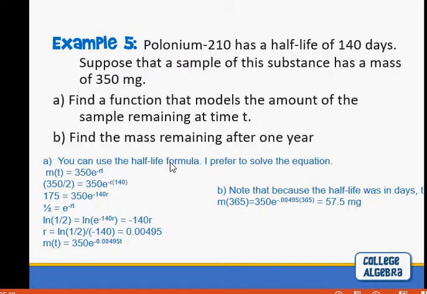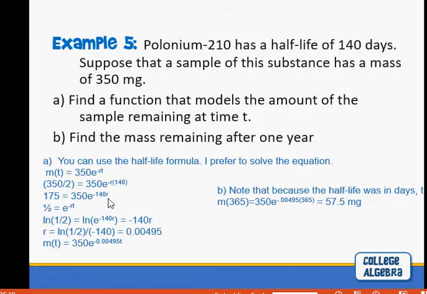So you can use the half-life formula if you want to. I always prefer to solve the equation so I don't have to memorize formulas. It's a little more work here, but it's the type of work I have to do on other parts of these problems anyway. So we have an initial amount given in the problem of 350, so we plug that in. And we've got e to the negative rt. And we don't know r, that's, again, we can find it using the half-life, or we can plug in. We know that if we plug in 140 days, so plug in 140 for t, you'll get half of the 350. Okay, so you get 175.